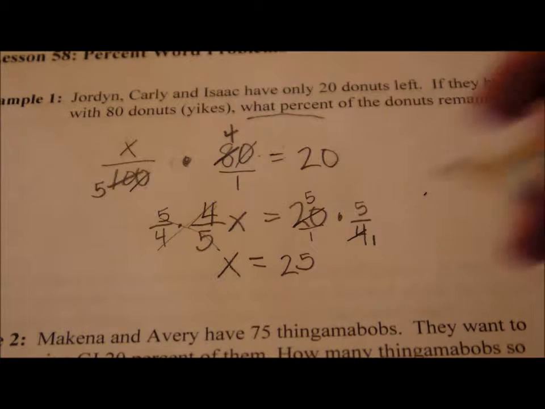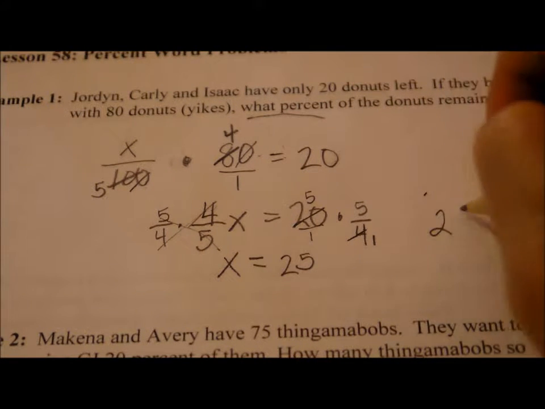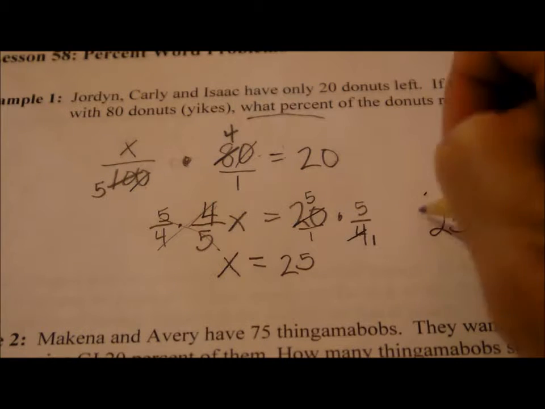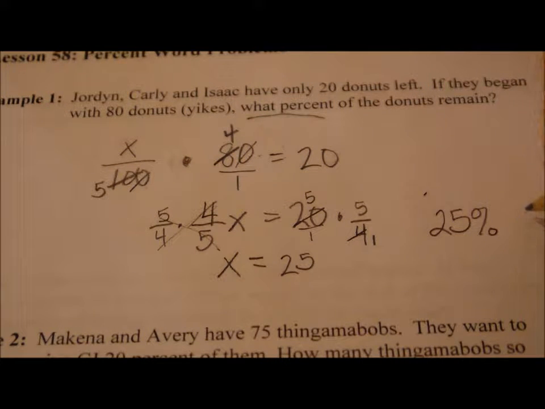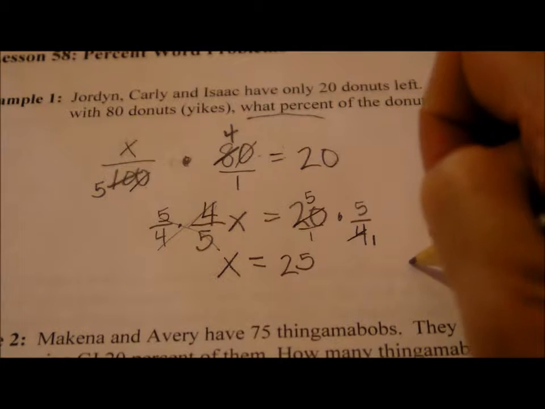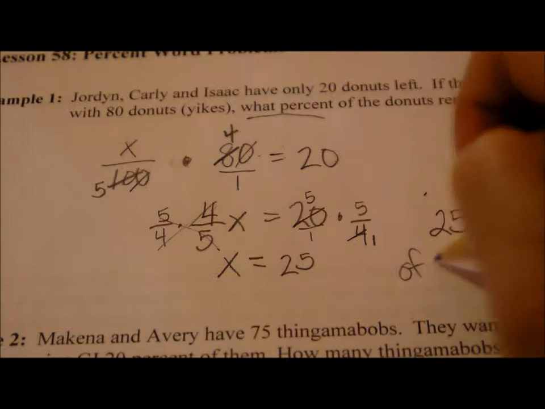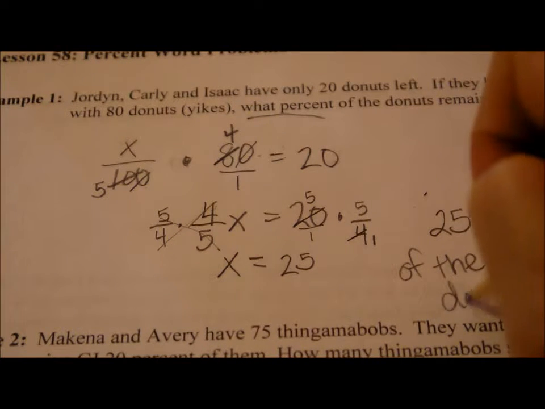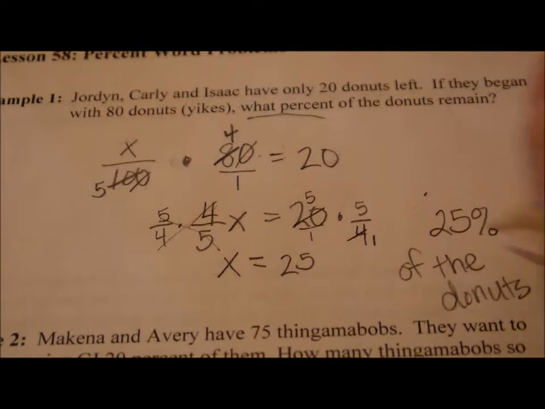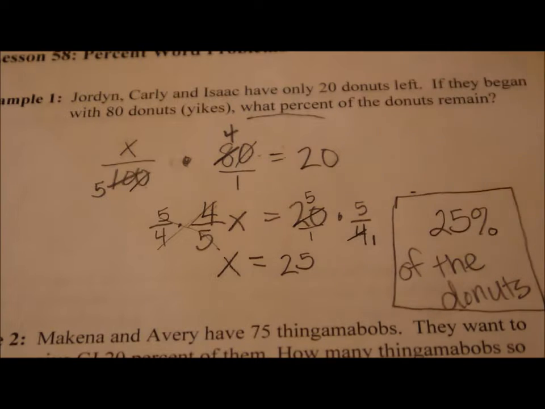So that one wasn't too terrible. It was kind of nice. So we're going to go ahead and say 25% of the donuts. Okay, and there's your final answer. So I should see this on your notes when I see your paper.